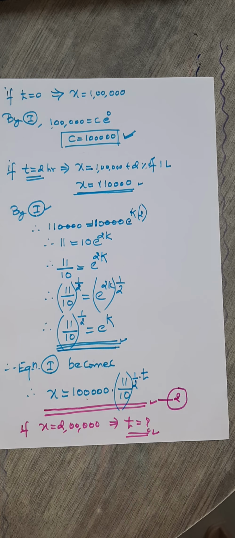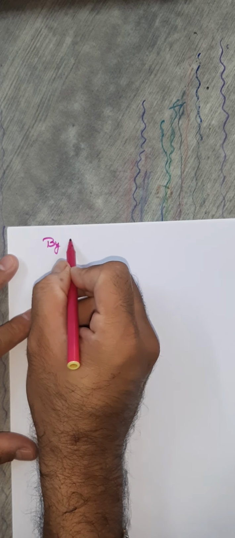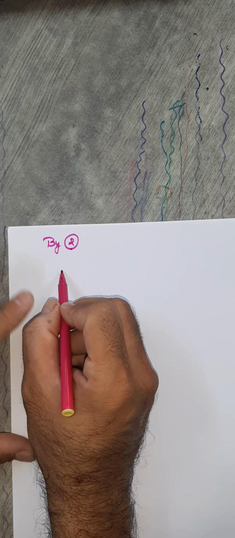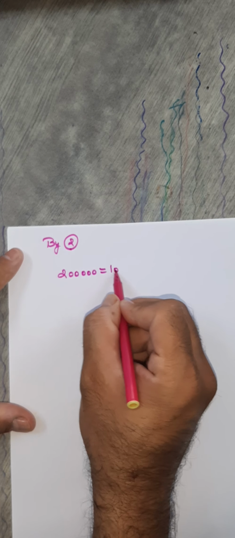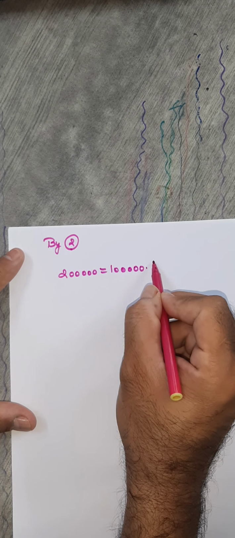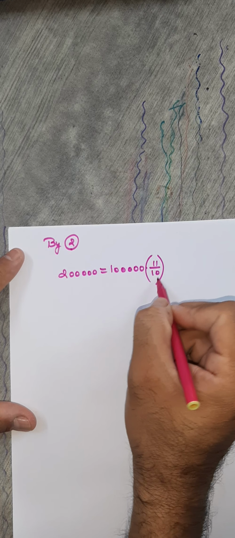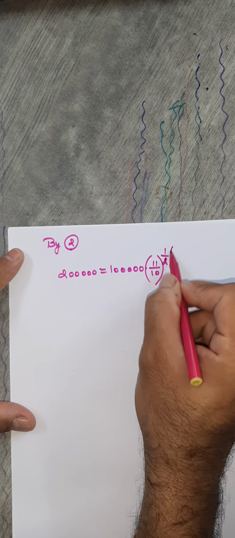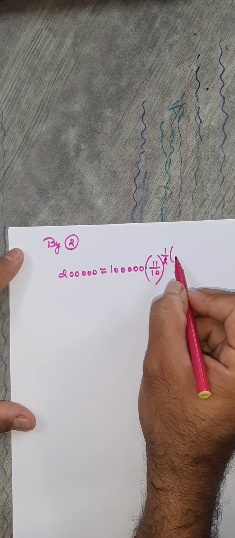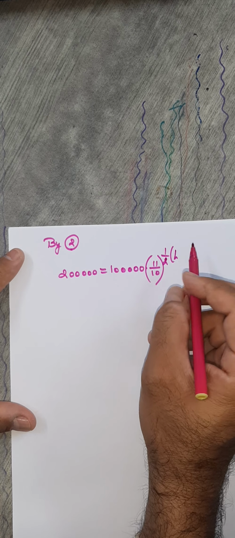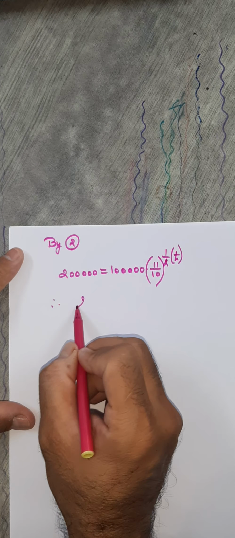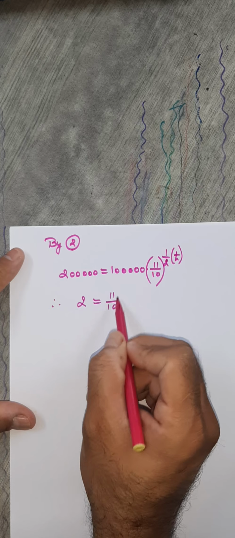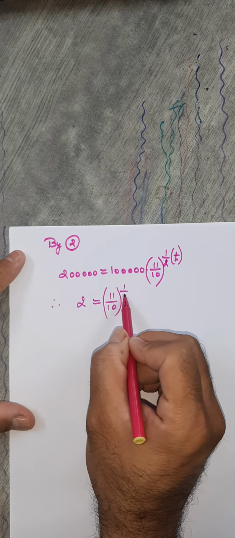So by 2 now I'm answering. x is 2 lakhs. On the left hand side you have 2 lakhs. Right hand side you have 1 lakh into (11/10) raised to 1 by 2 and raised to t, remember. So here t you want, that's the question. So here you will get just 2 equals (11/10) raised to half into t.